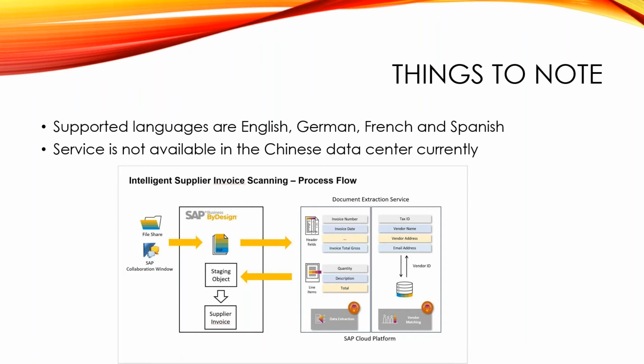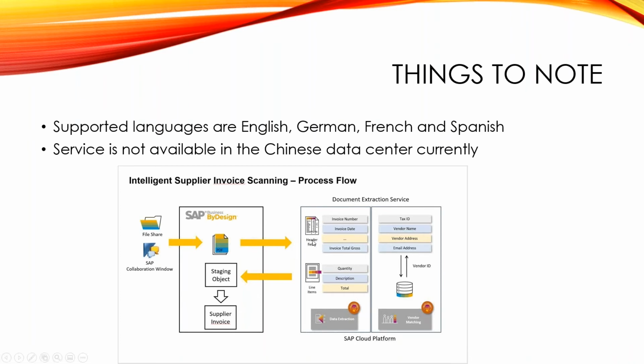And then this is just a quick picture of how the whole process works. So basically you start with either a file share, so uploading it into the system, or the file share through the collaboration window for the PDF. It'll stage that, read it into the cloud platform, and it takes really 3 different key functions within the supplier invoice itself.